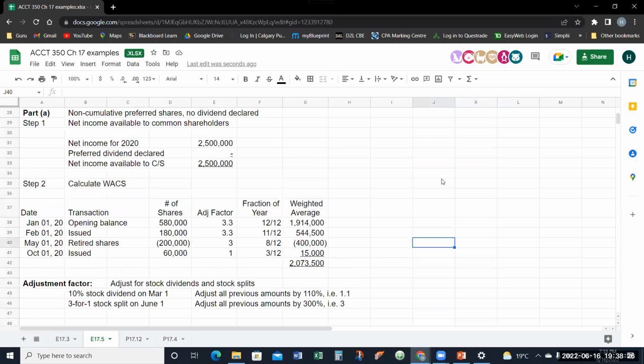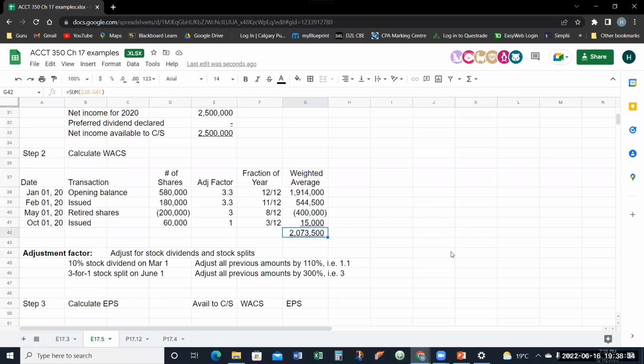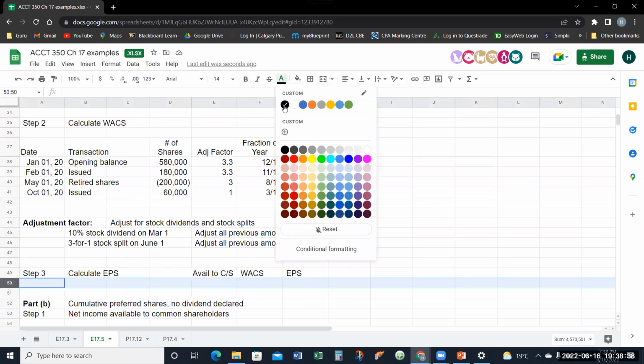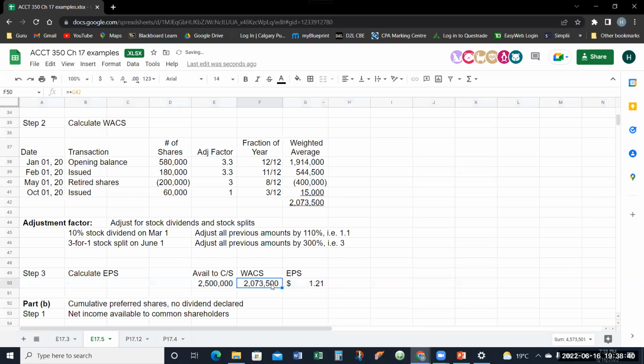You need the net income available. You need the weighted average shares. After you've calculated both, just divide the dollars by the shares. So EPS is net income available divided by weighted average common shares, $1.21. And that is our basic EPS.